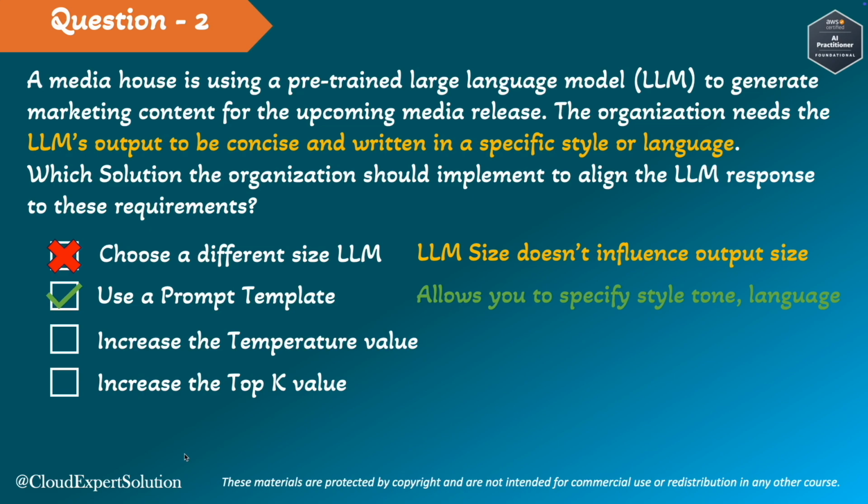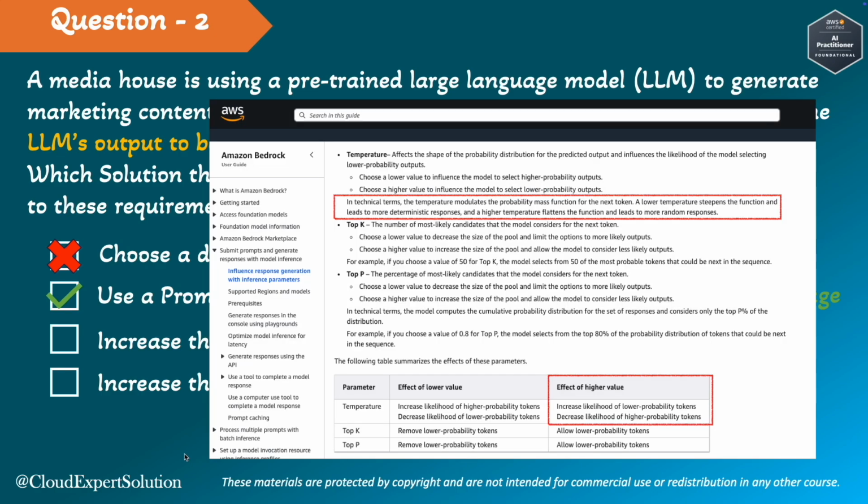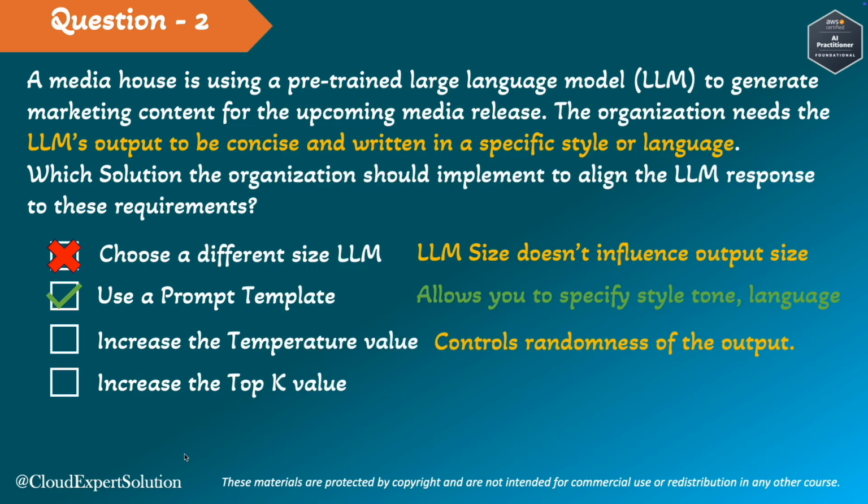The third option is saying increase the temperature value. The temperature parameter controls the randomness of the output. Increasing the temperature makes the output more diverse and creative, but it does not ensure conciseness or adherence to a specific style. In fact, higher temperature can lead to less predictable and potentially less concise output. Hence, this is also not a correct option.